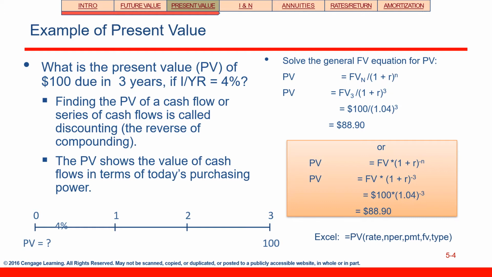Okay, if you're using the Excel formula, your formula would be PV, then open parenthesis: rate, nper, payment, FV, type. But we encourage you to use the formula and also the non-scientific calculator.